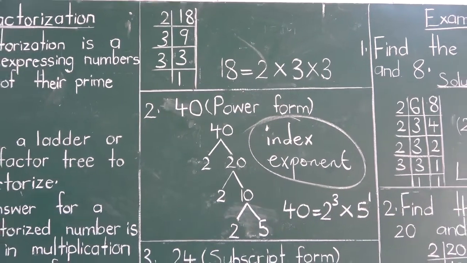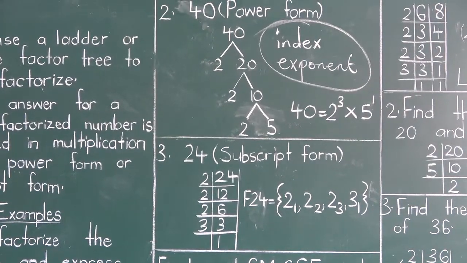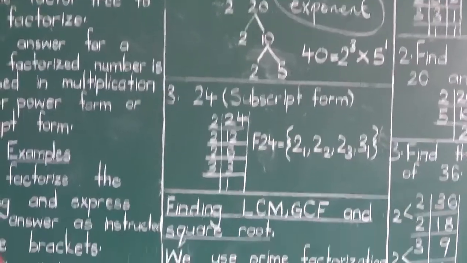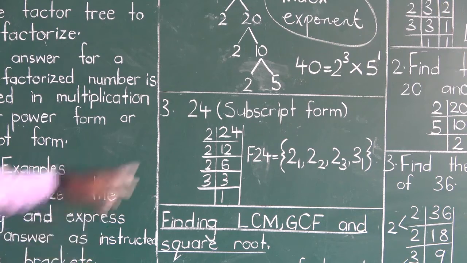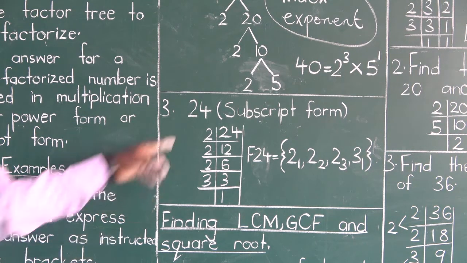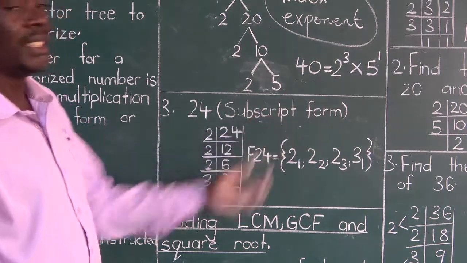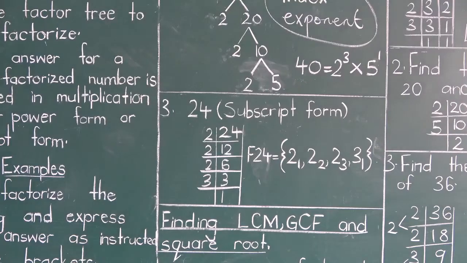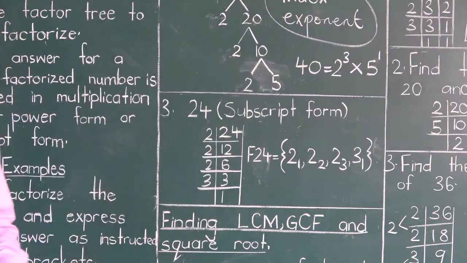Now, let's look at what example number 3 will present to us. If it's different, then we learn it. If the same, then we practice. So we go. Number 3 says, prime factorize 24 and give your answer in subscript form.